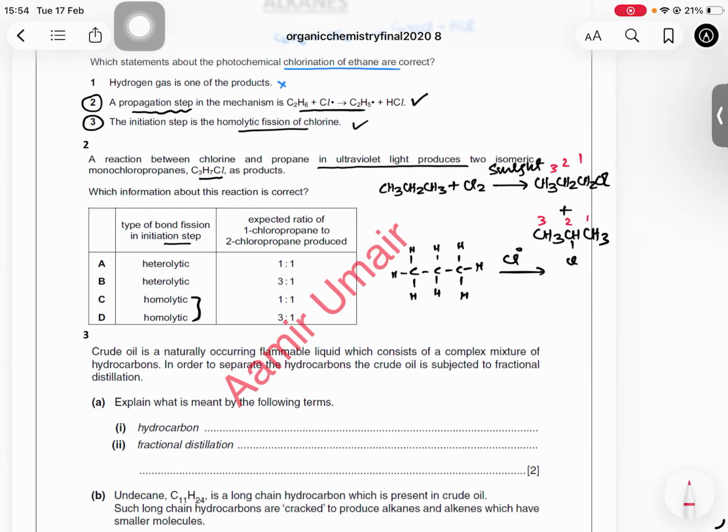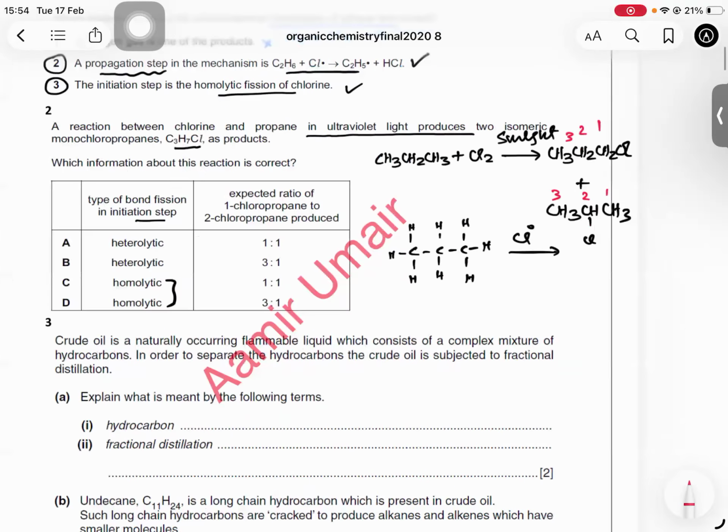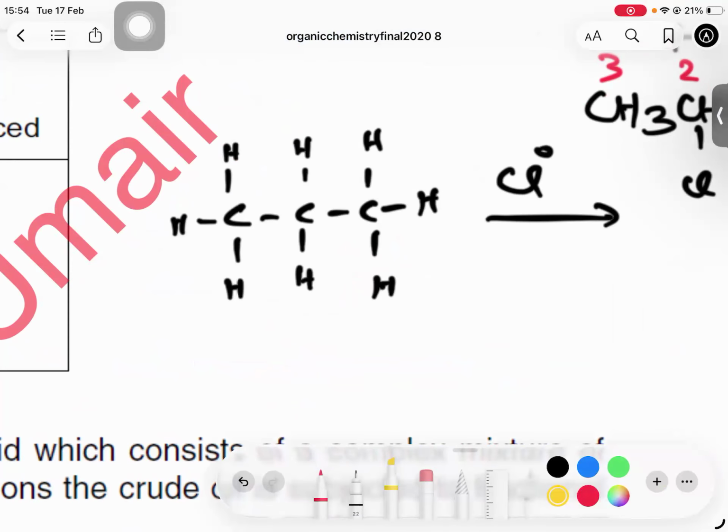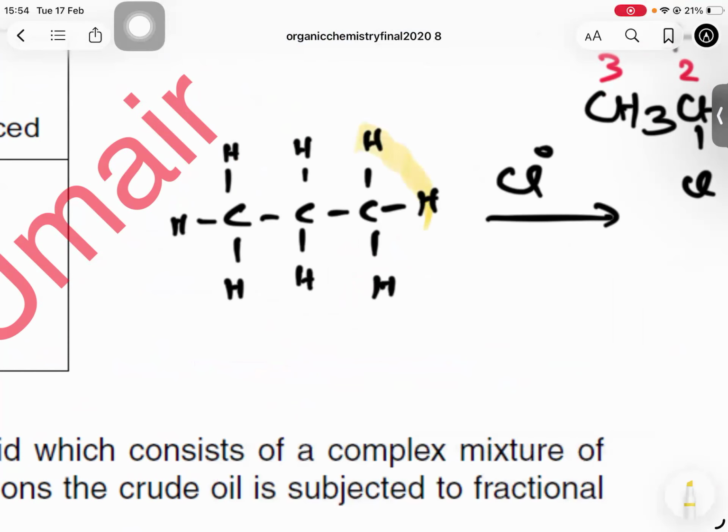I know it's homolytic fission. What will be the ratio? 3:1. Why? No, that's not the case. That happens in alkenes. In alkenes, major and minor products are there. Here there is no major and minor. What is the ratio then? 1:1. Listen, everyone. Unfortunately, wrong answer. 3:1 was right there. Look at this.